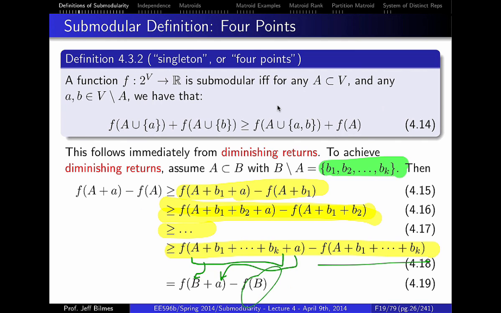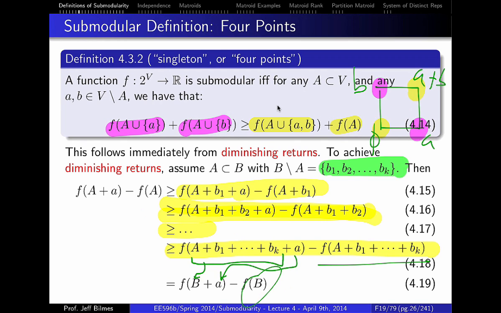You can also see it as a square in a hypercube. So this is the empty set, this is A, this is B, and this is A plus B here. What we said before was that the sum of these two points on the diagonal has to be greater than or equal to the sum of these other two points. So that's how we get 4 points. But it has to be true for every one of these squares or diagonals or partitions.